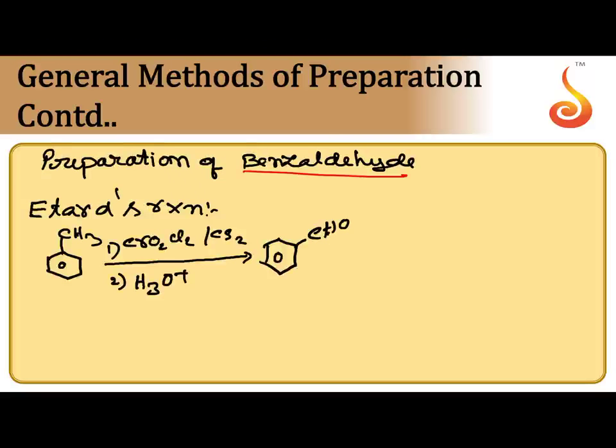Preparation of benzaldehyde, aromatic aldehydes. One is Etard's reaction. When toluene is reacted with chromyl chloride in the presence of carbon disulfide, producing an intermediate, then that is subjected to hydrolysis. We can get benzaldehyde.